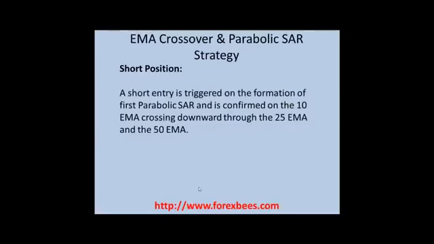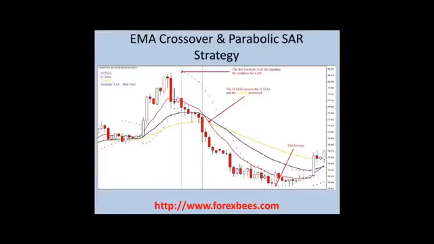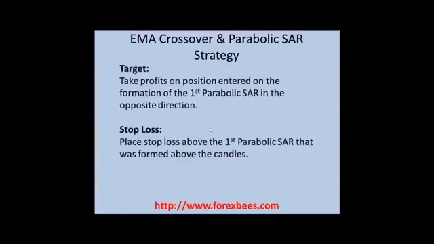Similarly, for a short position, a short entry is triggered on the formation of the first parabolic SAR and is confirmed on the 10 EMA crossing downward through the 25 EMA and the 50 EMA. So here is the first parabolic SAR dot formed above the candlestick, but it is really at this point where the 10 EMA crossed the 25 EMA and the 50 EMA. So this is your entry point for a short position.